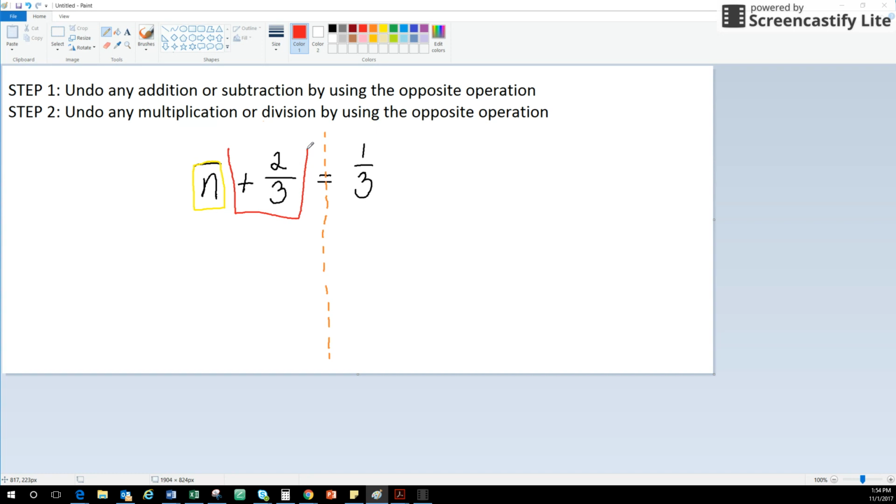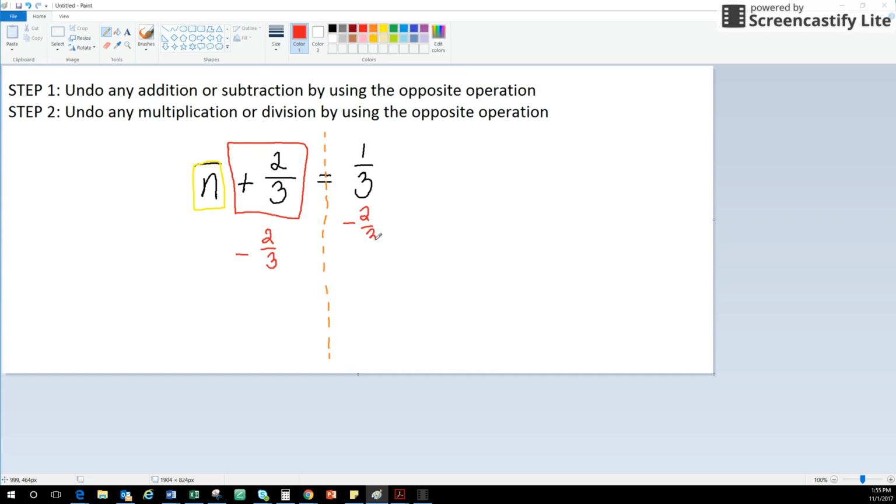So if this was plus 2, what would you tell me to do? Hopefully you'd tell me, well, the opposite of addition is subtraction. So we're going to subtract whatever this number is from both sides. In this case, it's the fraction 2/3. So we're going to subtract 2/3 from both sides.